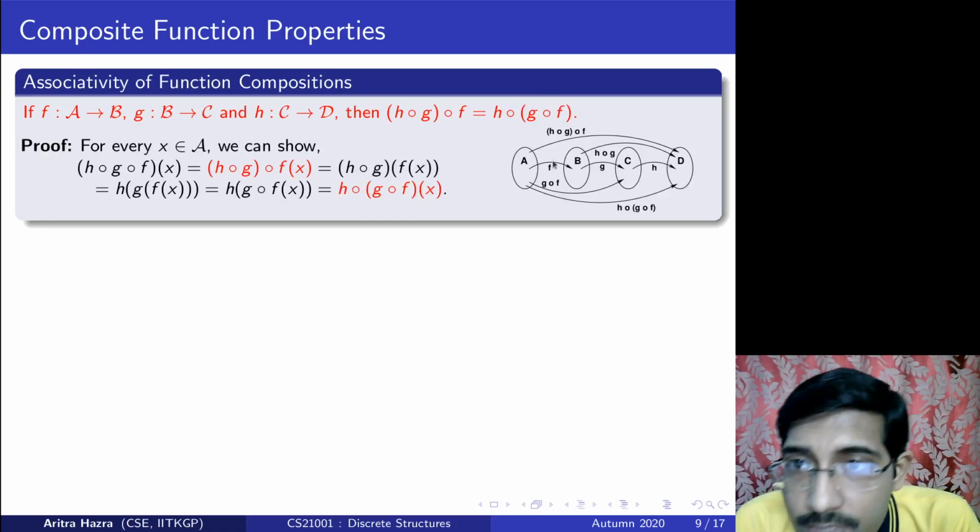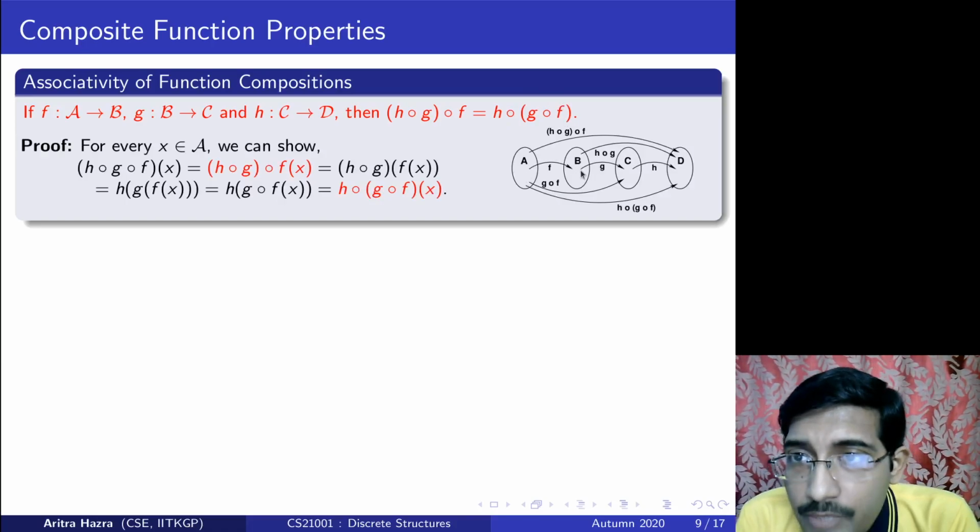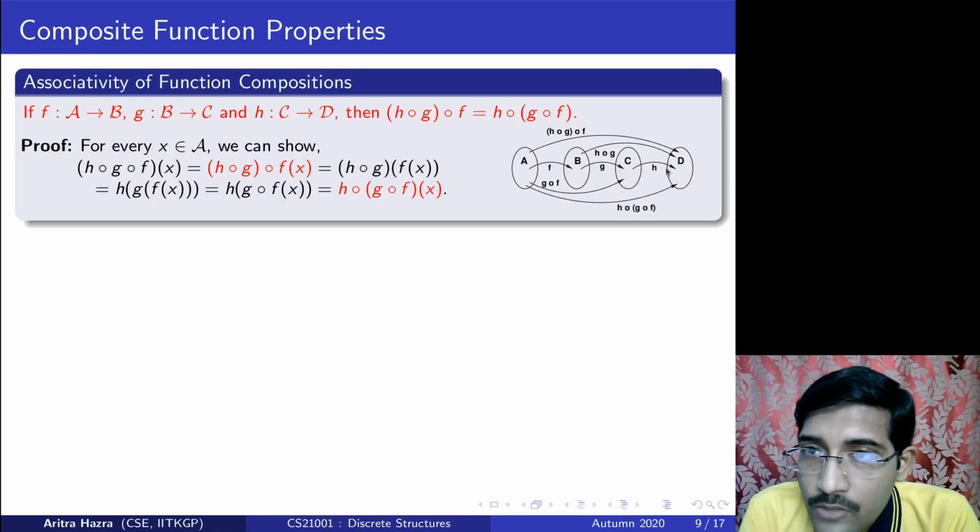So let us see that f is from A to B, g is from B to C, h is from C to D. Therefore, when we say h composed over g, it will be from B to D.